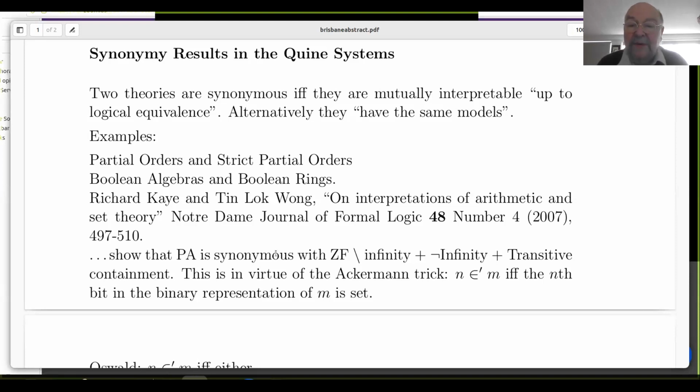You can define a membership relation between natural numbers. You say n is a member of m, as it were, if and only if the nth bit in the binary representation of m is set. If you think about it, this relation is actually extensional. It's extensional and it's well-founded, and it turns the natural numbers into V omega, the collection of hereditary finite sets.